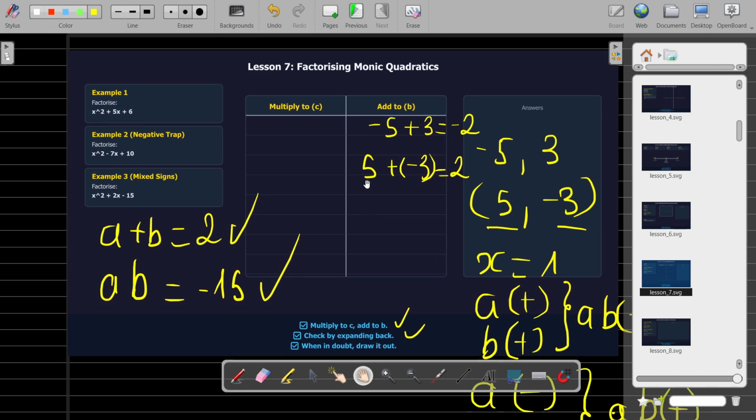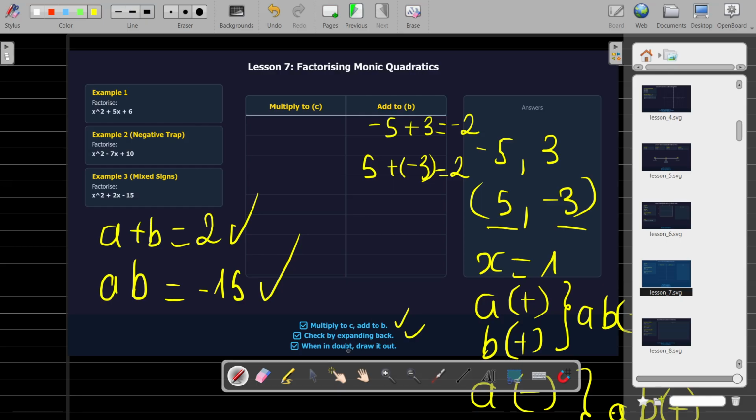So let's recap just a little bit. Today's habit, we have multiply to C, add to B. Say it every time when you factorize. It's very important. This is going to be your checklist. There's no guessing, there's no forgetting. Multiply to C, add to B.